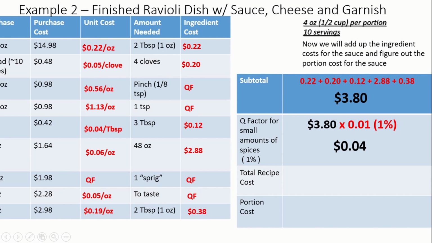Then we add these two together, the subtotal and the Q factor total. Again, $3.84. We can make about 10 servings of our sauce. So we take $3.84, divide it by 10, and we get 38 cents. One portion of this tomato sauce costs us 38 cents.